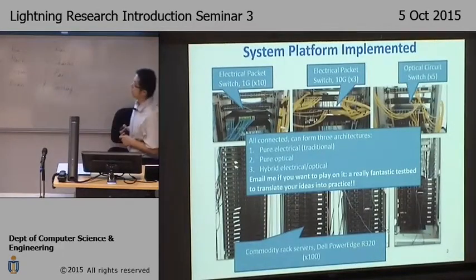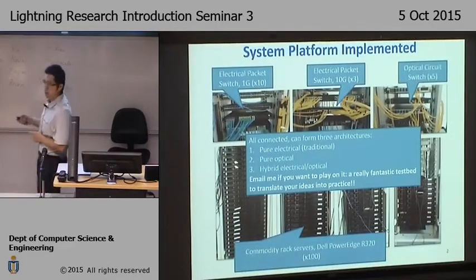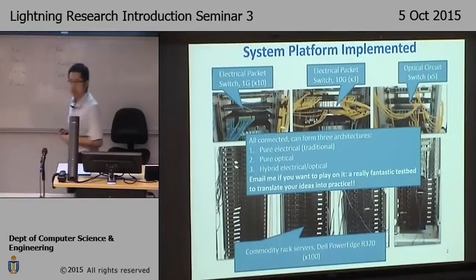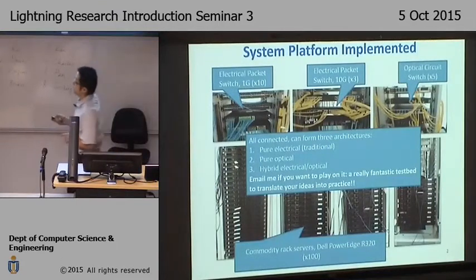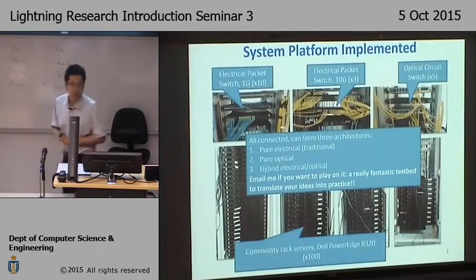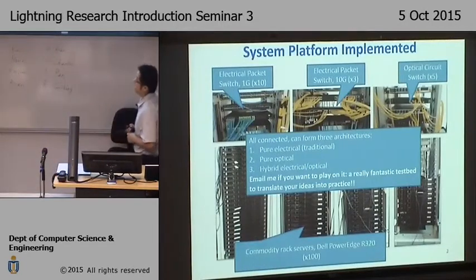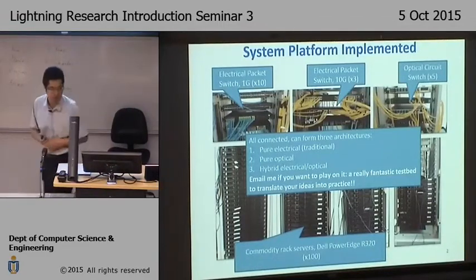The experience I gained in the last 3 years is that building real systems like this is very tough in the middle, but you will have a lot of fun. So please do email me if you want to play with it. I would say it's really a fantastic testbed to translate your ideas into practice.